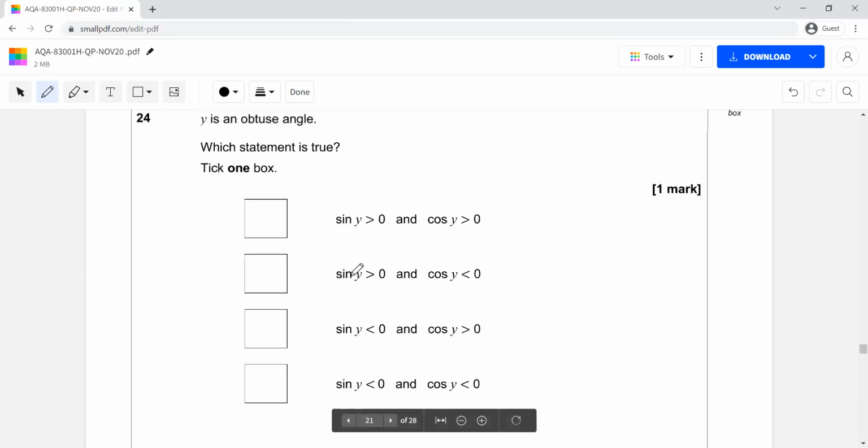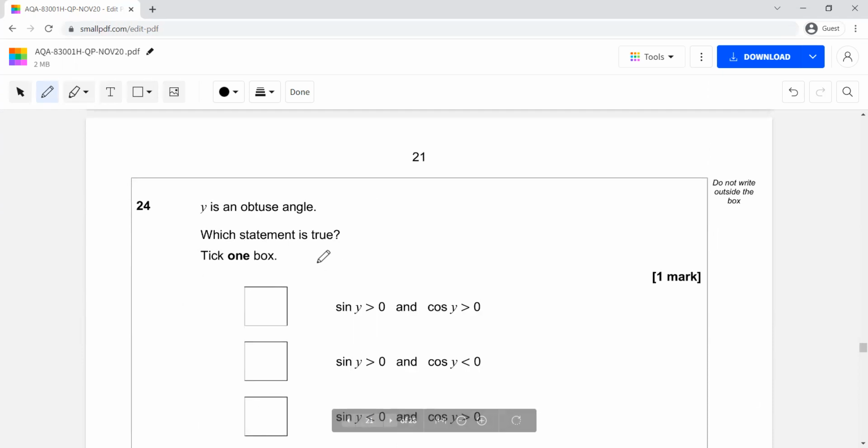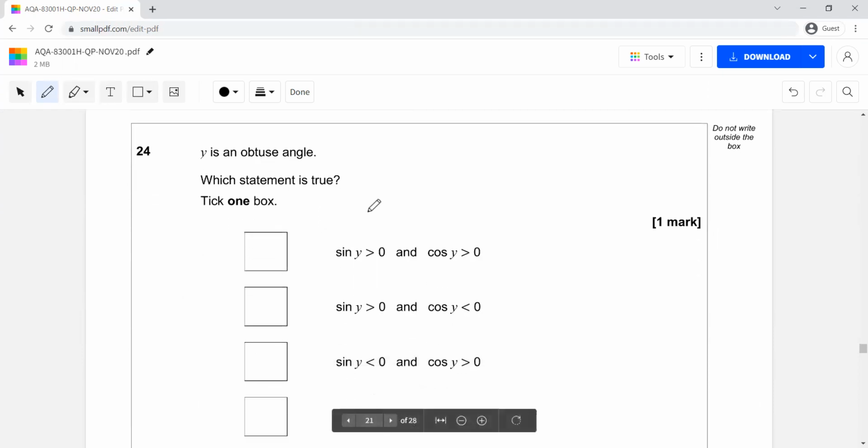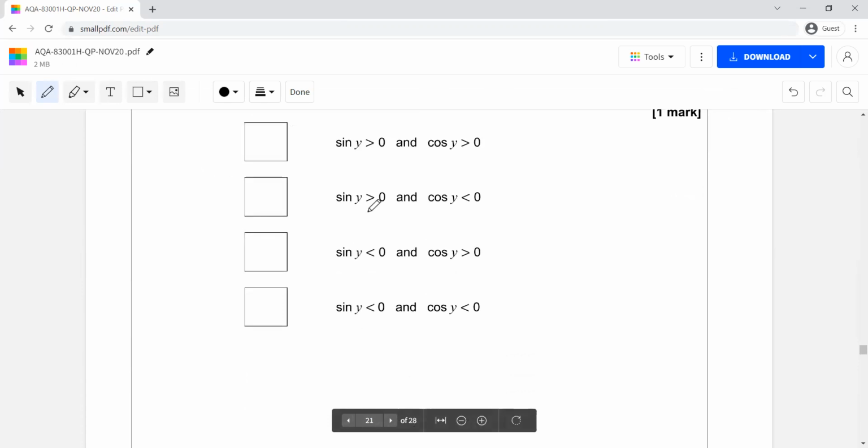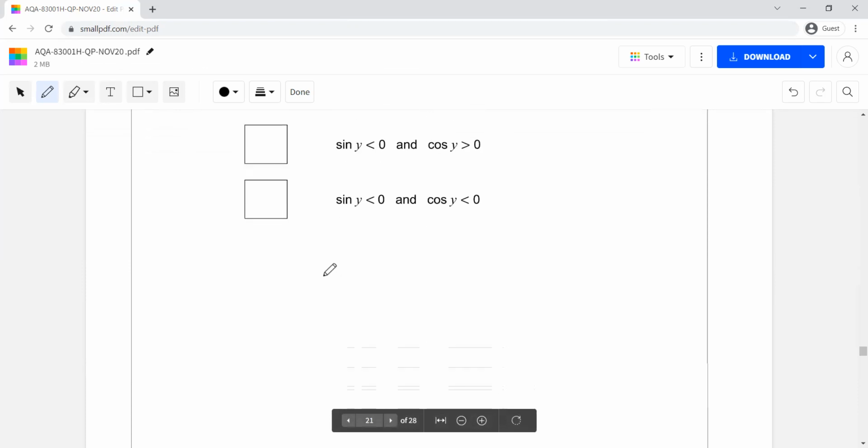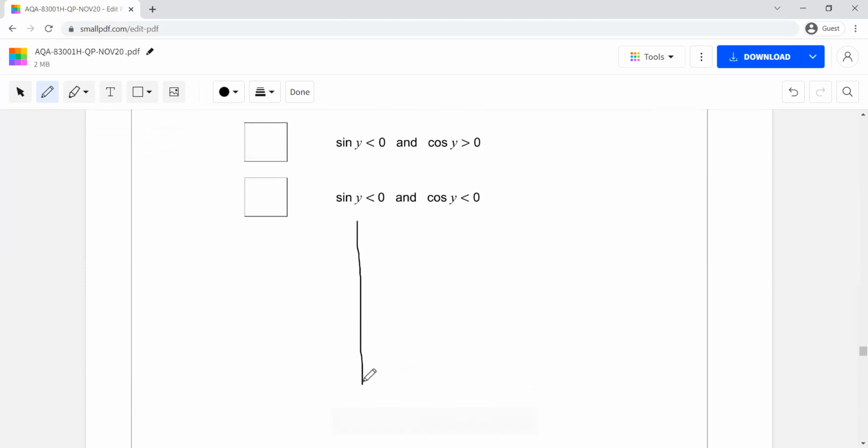Okay. Question 24. Y is an obtuse angle. Which statement is true? Tick one box. So what I'm going to do for this question is draw the sine and cosine graphs, so you have a visual understanding.